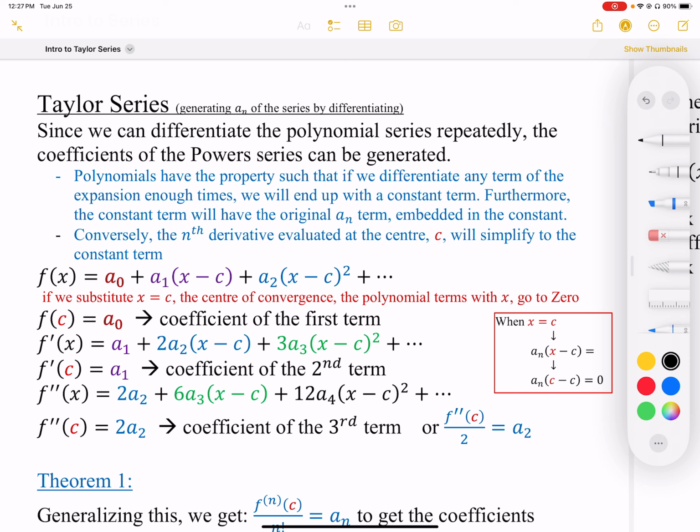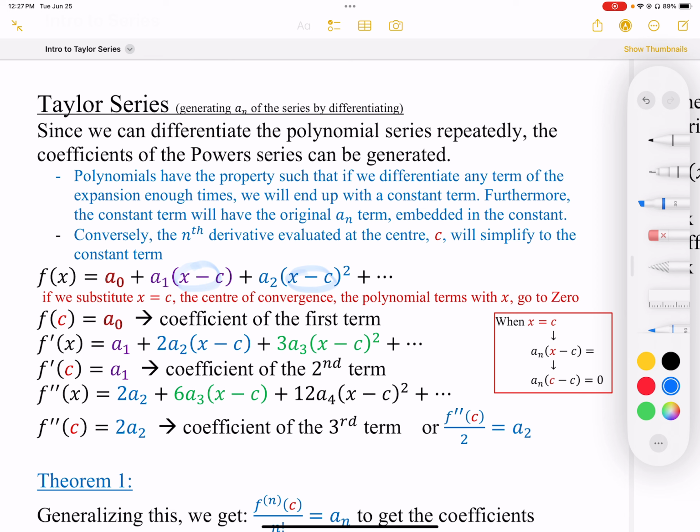So for example, if we start with the original f of x power series, we can substitute x equals c into this expression, and what ends up happening is all these factors here end up being zero terms, and we're just going to be left with the original a0 coefficient.